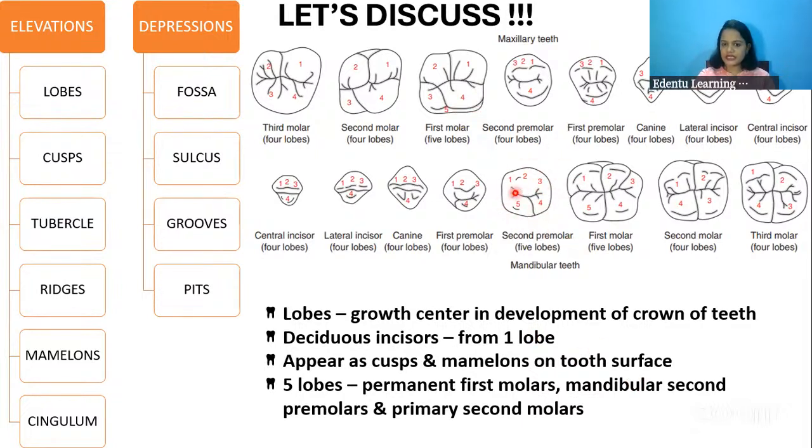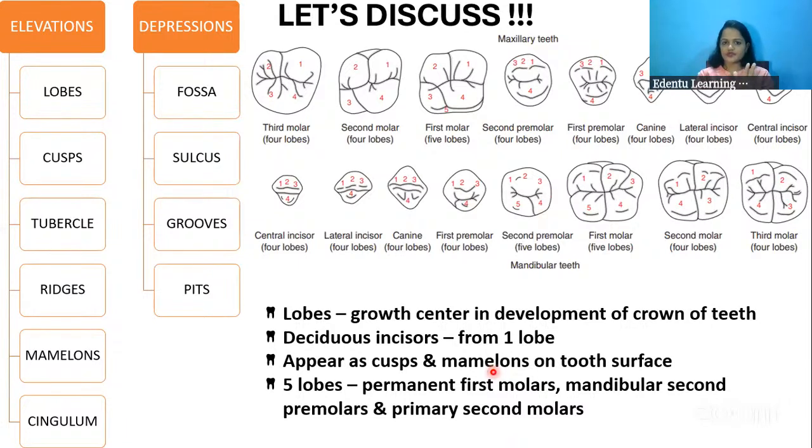This mandibular second premolar can have two cusps and it can have three cusps. If they have three cusps, then such premolars arise from five lobes only. And the primary second molars also arise from five lobes.